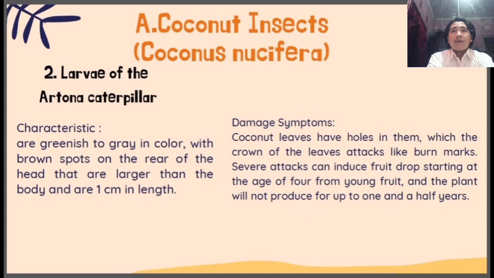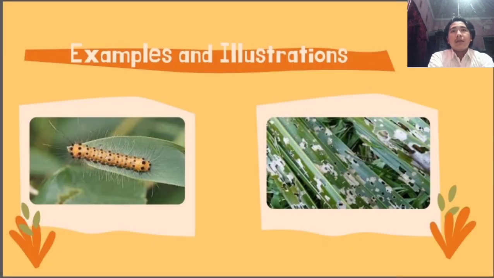Number 2. Larva of the Artona caterpillar. Characteristic: greenish to gray in color, with brown spots on the rear of the head that are larger than the body, and 1 cm in length. Damage symptoms: coconut leaves have holes in them, and the crown of the leaf looks like burn marks. Severe attacks can induce fruit drop starting from young fruit at the age of 4, and the plant will not produce for up to 1.5 years. This is the example and illustration.